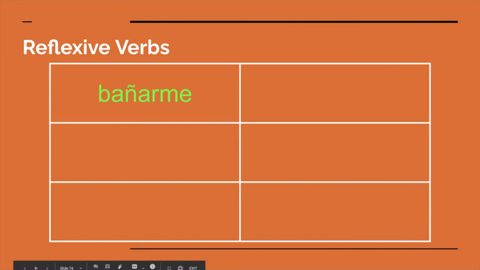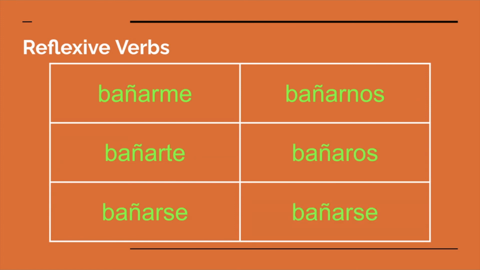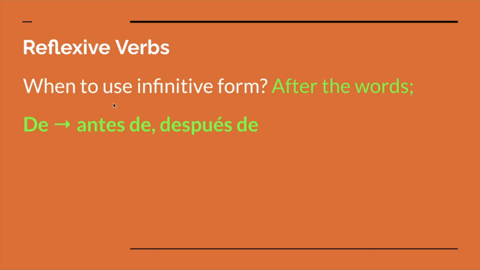So, like, let's take an example with bañarme, bañarte, bañarse, bañarnos, bañaros, and bañarse. So the question is, when do you use that infinitive? That's what's going to trip you guys up on this. You use it after the word de. So when we have antes de and después de, and this means before and after.